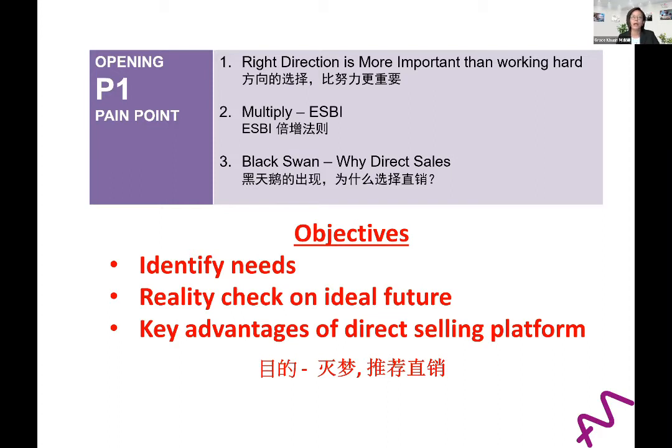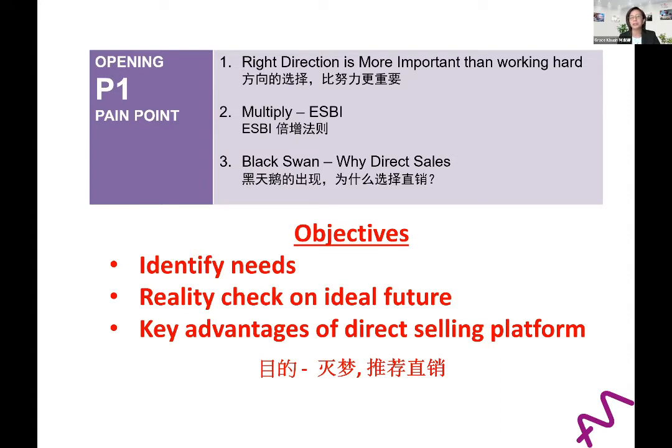So why is the pain point important? Because what are we trying to achieve here? We're trying to identify their needs. We're trying to get them into a reality check about what is their ideal future and what are the key advantages of a direct selling platform, because this is the platform we are in, right?